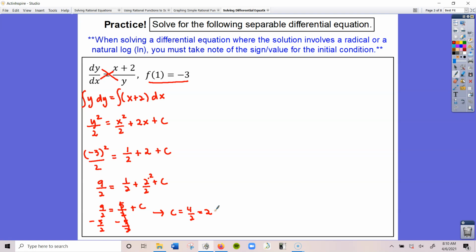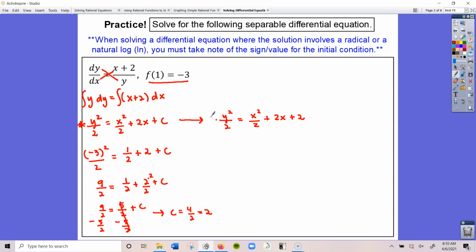So now we're going to plug this into my general solution. If it's helpful, sometimes when you integrate, put a star by it so you don't have to look for your general solution as you work, because sometimes these questions can get pretty long. So we're going to plug in the 2 for c. So y squared over 2 is equal to x squared over 2 plus 2x plus 2. Keeping in mind that we're trying to solve for y here.